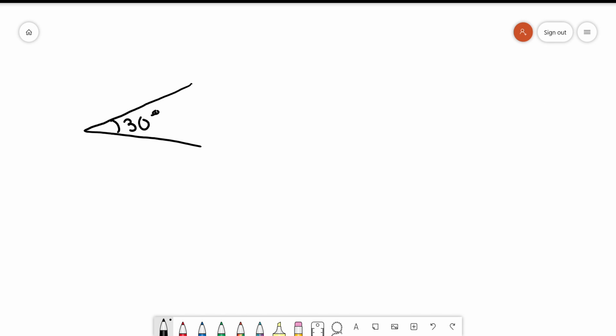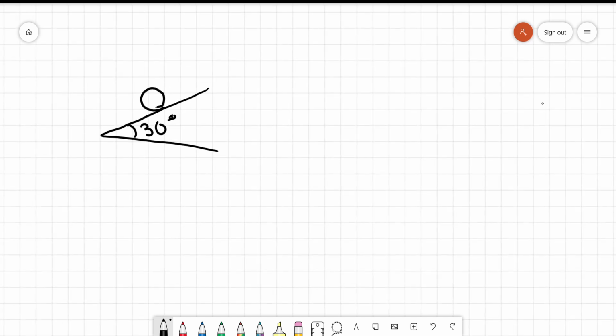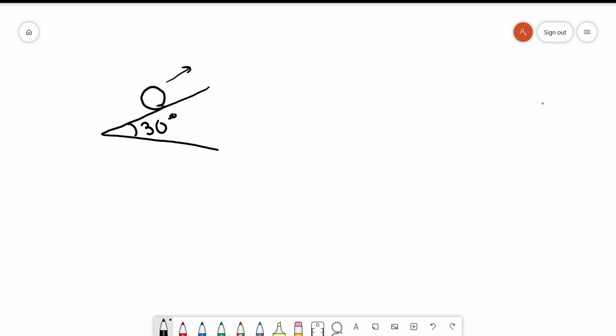And our ball sits on top, right there. I'll draw it a little better. So our ball is on the hill, right? And it's being pushed this way with an acceleration of 2 meters per second squared. And we want to find the force required to push this ball up the hill at this acceleration. And we're going to assume the mass of the ball is, let's say, 50 kilograms.